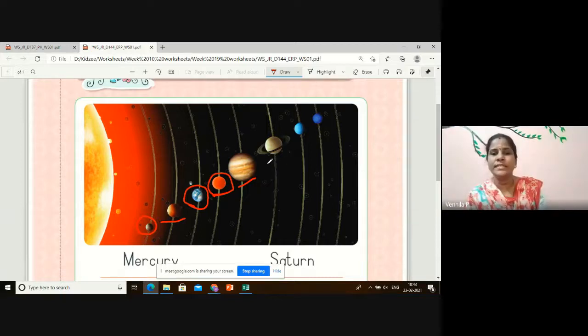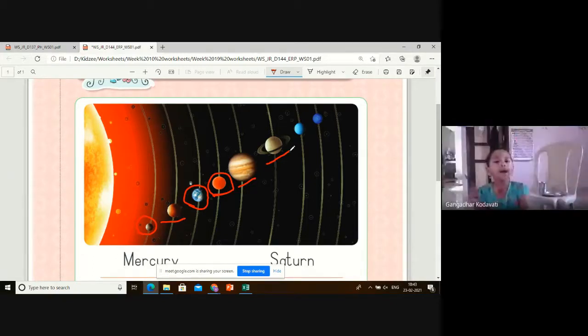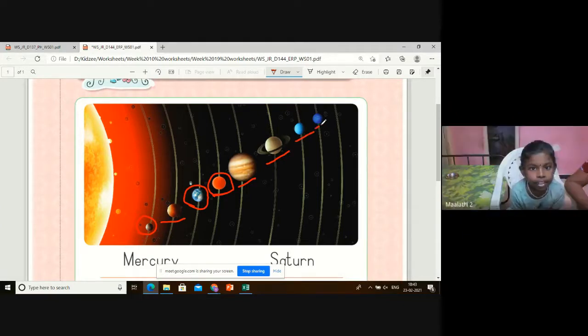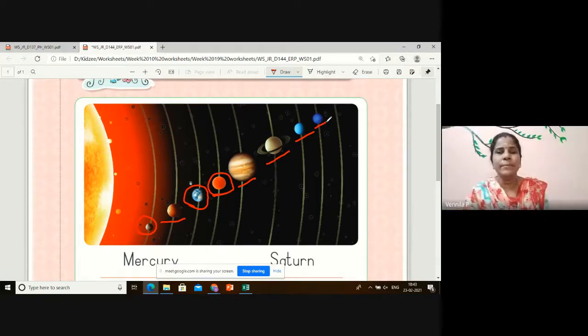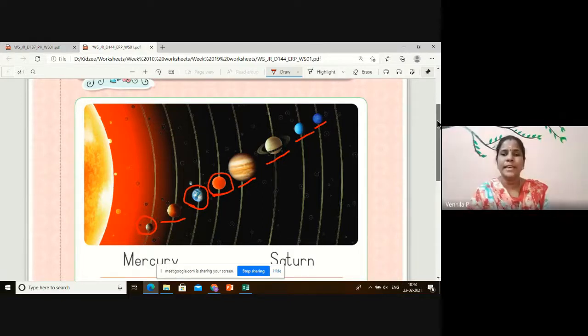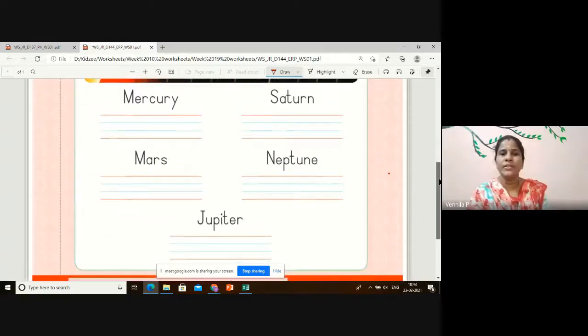And then the next one is Saturn. What is the specialty of Saturn? Okay. And then next is Uranus. And the last one is Neptune. What do we call Neptune? We call Neptune the blue planet. The same way we recognized all the planets, the same thing we are going to write here. So the first one is Mercury. It starts with letter M. Mercury is the smallest planet.